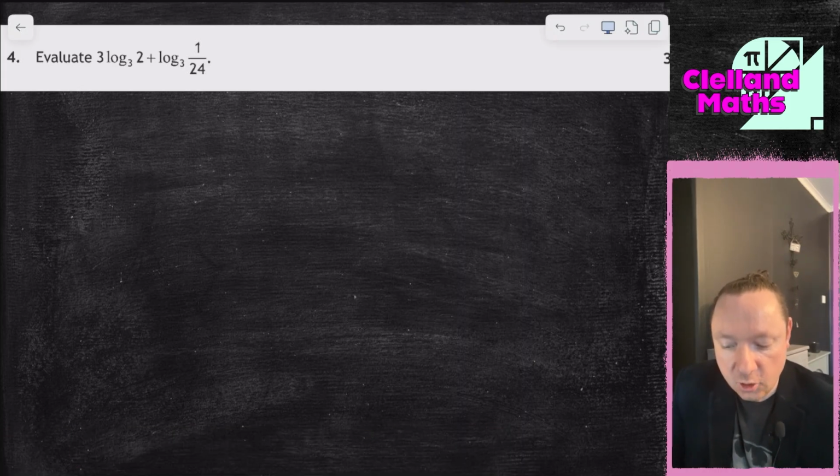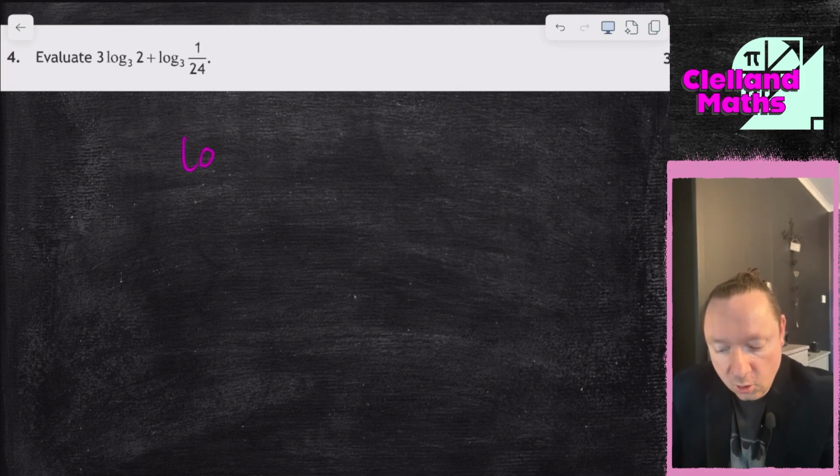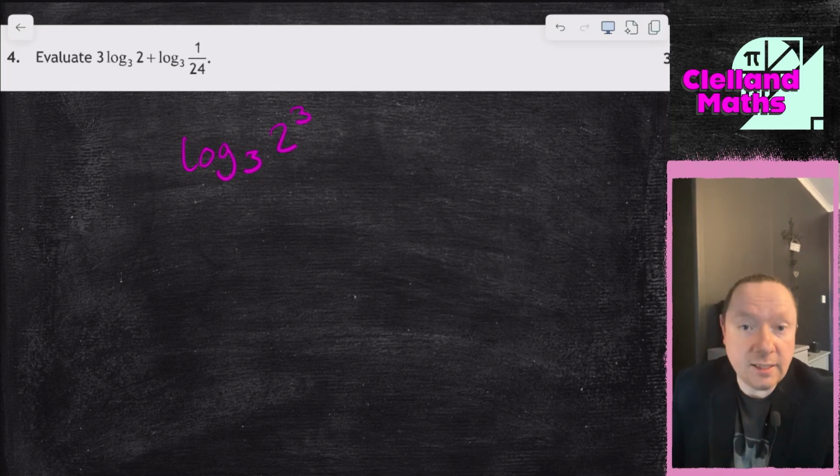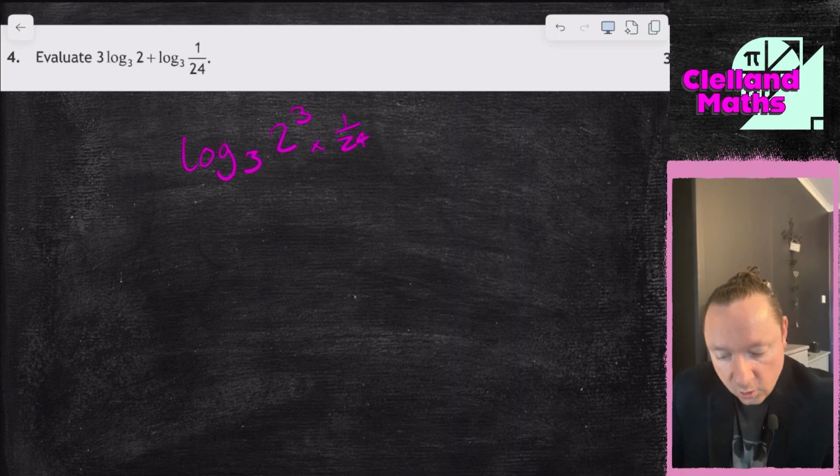3 log base 3 2 plus log base 3 1 over 24. Rules of logs: log base 3 2, and then the 3 can come up as a power. Plus means times, so that's times 1/24 to get it as 1 log. So that's it as 1 log. Simplify that, that's 8 times a 24th. That's a third when you simplify the fraction.